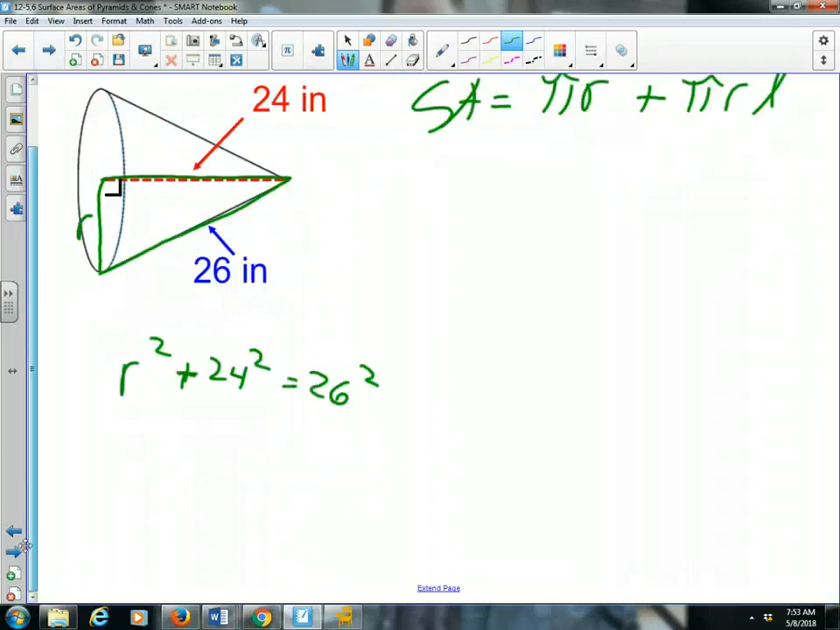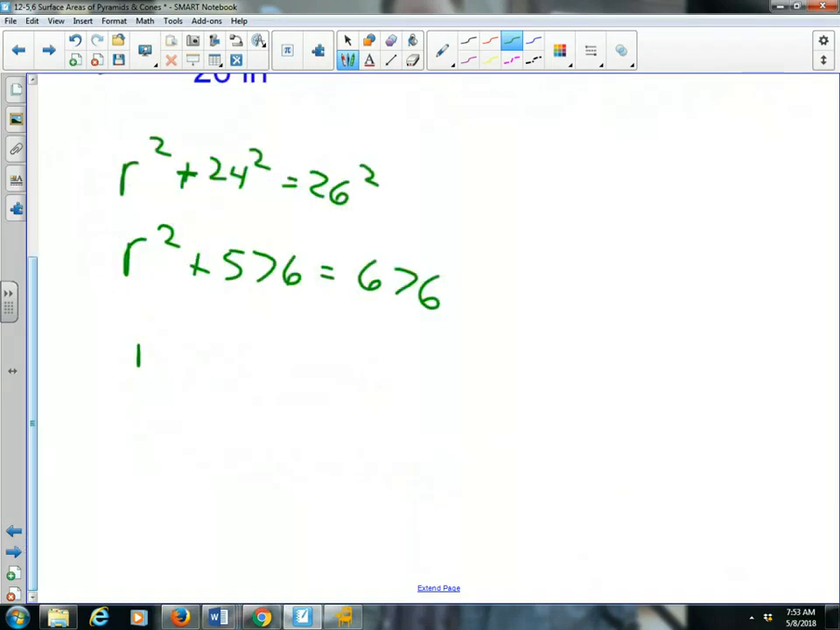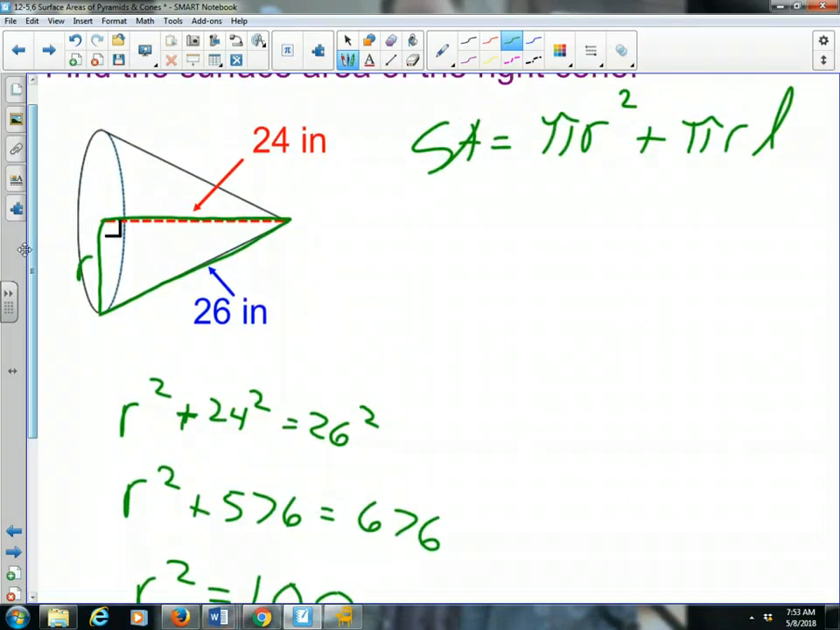So continuing to solve, we would get r squared plus 576 equals 676. Subtract 576. The radius squared is 100. So square root of 100, the radius is 10 units long. So this r, we now know, is 10 inches. Now we can put it into our surface area formula, because we have the radius and we have the slant height.